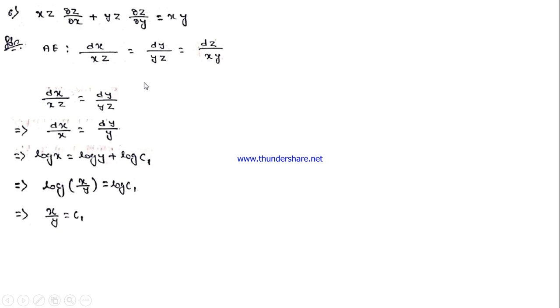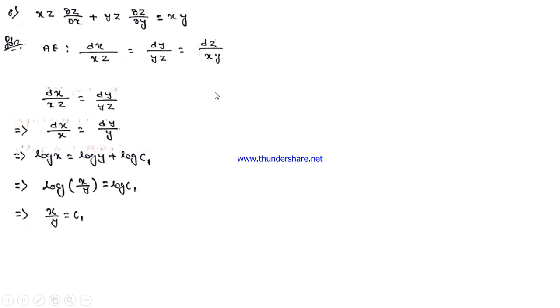Now to have the second solution, if I consider the first ratio with the third ratio, here x will get cancelled, z comes with dz, that's fine, but y comes with dx, that is not possible. We cannot integrate y dx because it is not in variable separable form. The same problem happens with this. y will get cancelled. We will get x dy equal to z dz. x dy cannot be integrated once again because it is not in variable separable form.